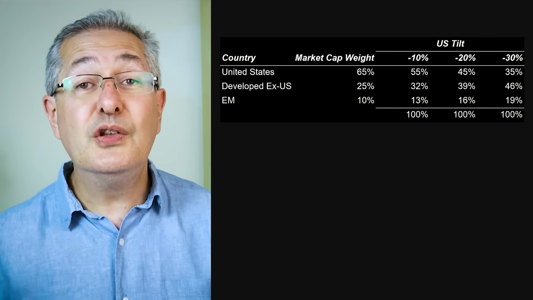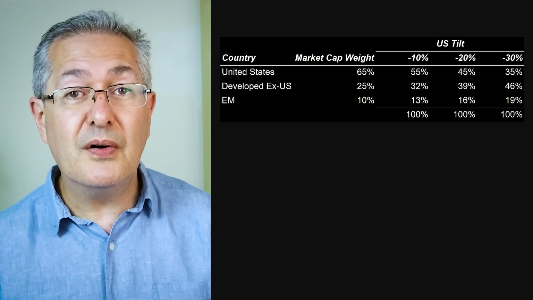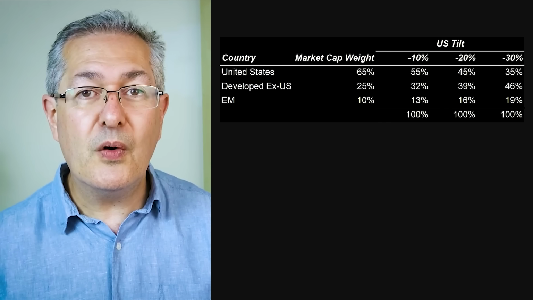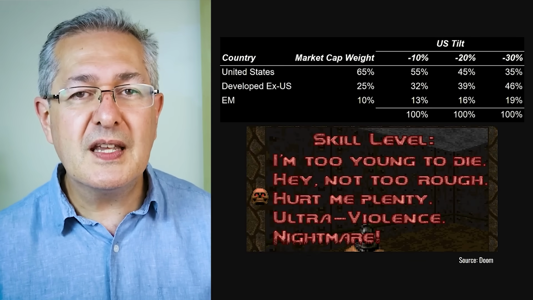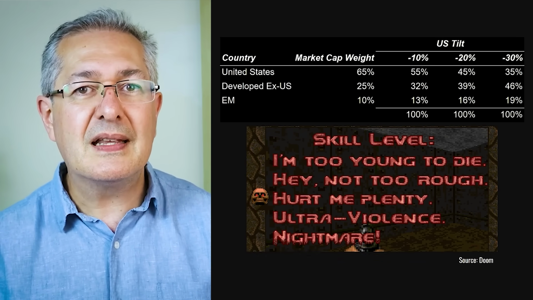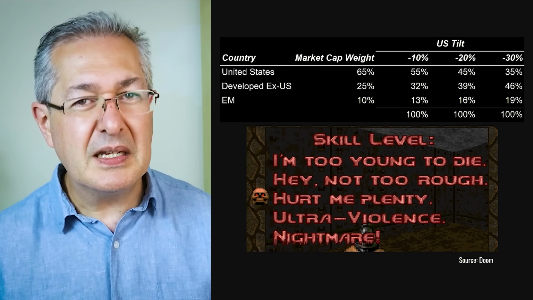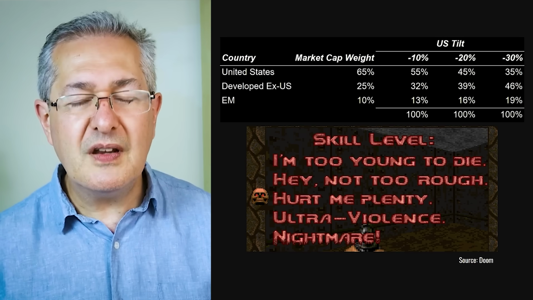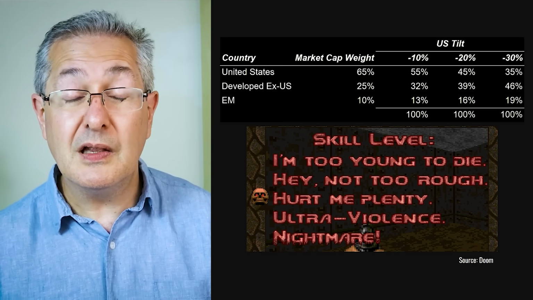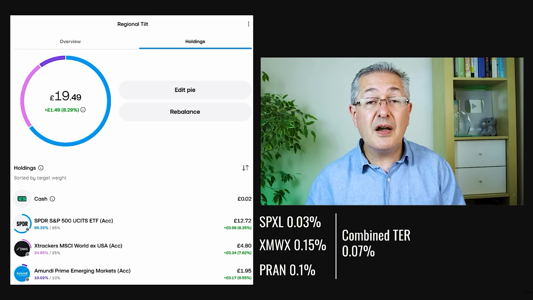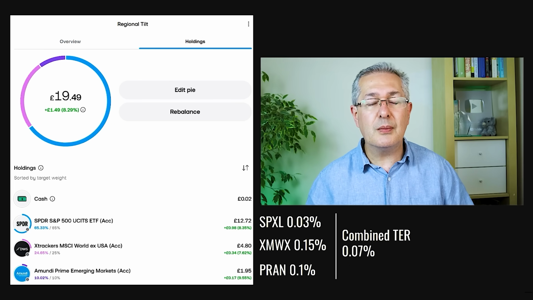So bear in mind, this is not a recommendation. There's always a danger when you have a big tilt in your portfolio that it will underperform. Always consider the possibility that you may be wrong. You should think of these tilts a little bit like levels in Doom, where if you tilt too far, it's kind of like nightmare mode. You'll always be questioning whether you've done the right thing, and if you do underperform, you'll be nursing a lot of regret.